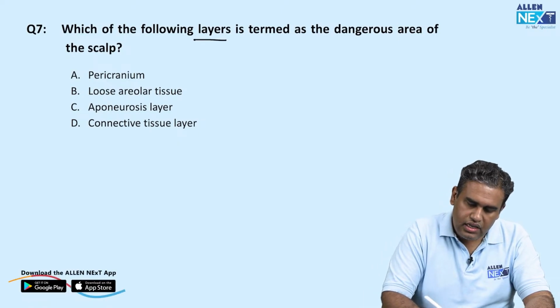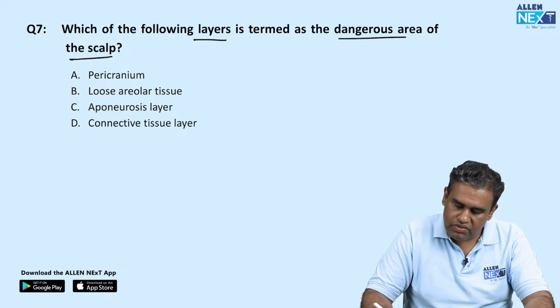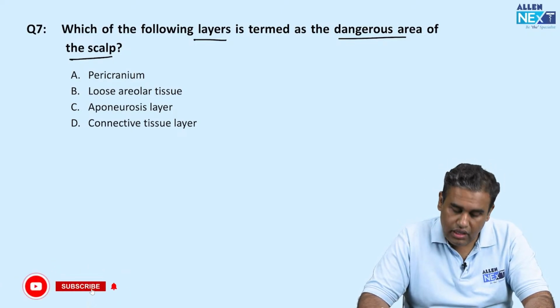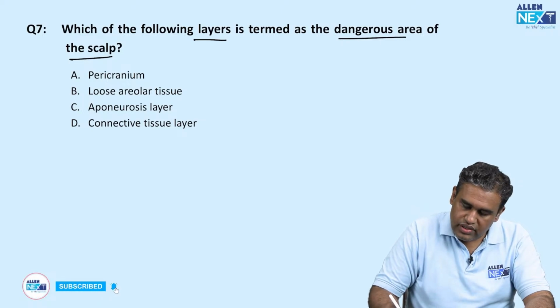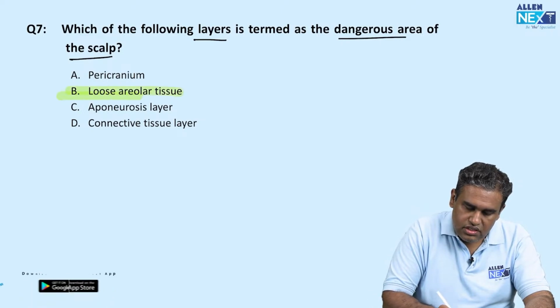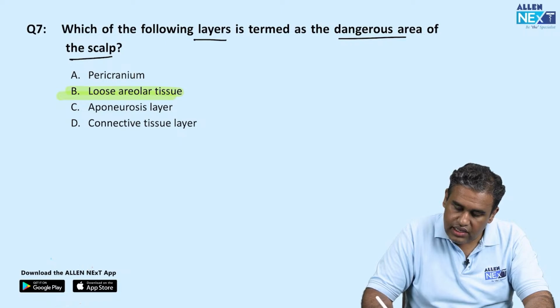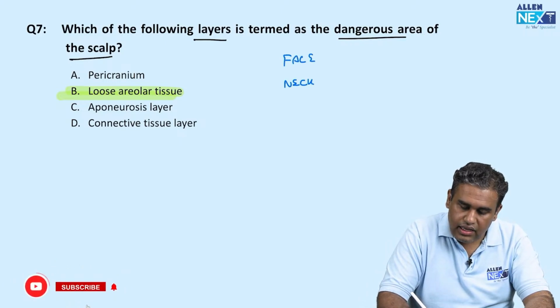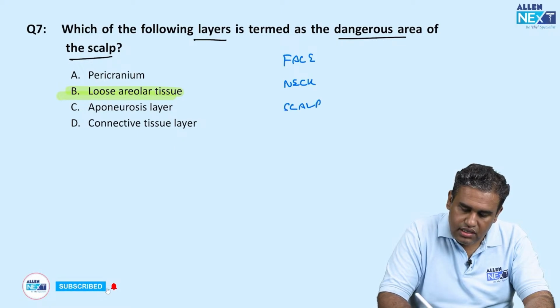Which of the following layers is termed the dangerous area of the scalp? In the head and neck, there are a few dangerous areas. For example, here they are asking about the scalp. The answer over here is loose areolar tissue, which we will see in a while. But other dangerous areas are the dangerous area of the face, the dangerous space in the neck, the dangerous area of the scalp. But these are the danger areas.